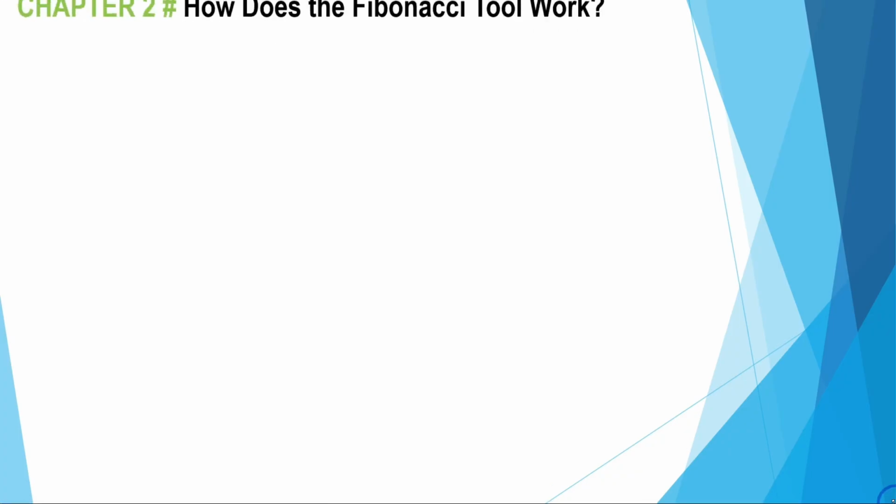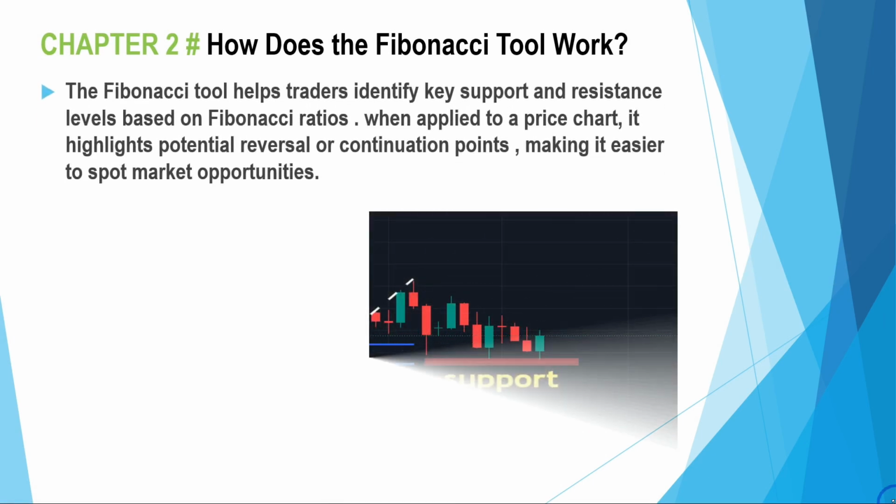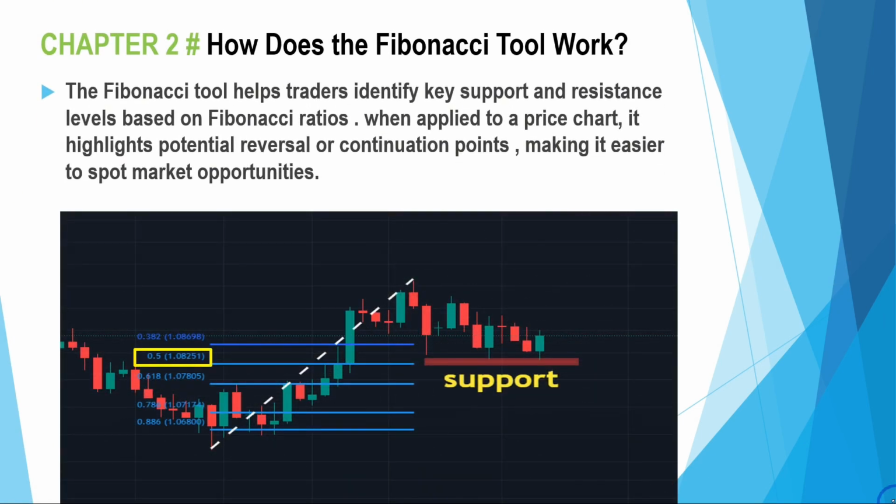Chapter 2. How does the Fibonacci tool work? The Fibonacci tool helps traders identify key support and resistance levels based on Fibonacci ratios. When applied to a price chart, it highlights potential reversal or continuation points, making it easier to spot market opportunities.